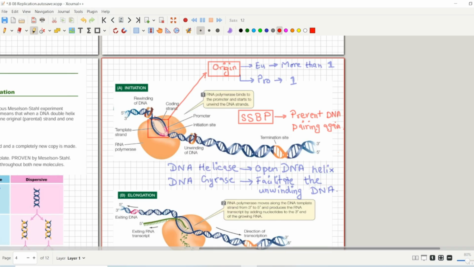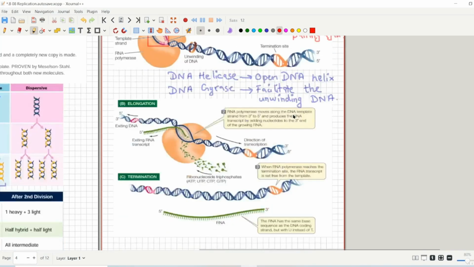So that was the first step, that was initiation. The next step is elongation, or you can say extension, or you can say the polymerization process. During this elongation or polymerization phase, the formation of daughter strands will actually happen. So there are two strands. The first is called the leading strand, the other strand is called the lagging strand.